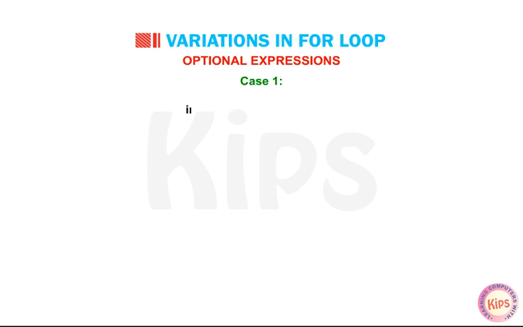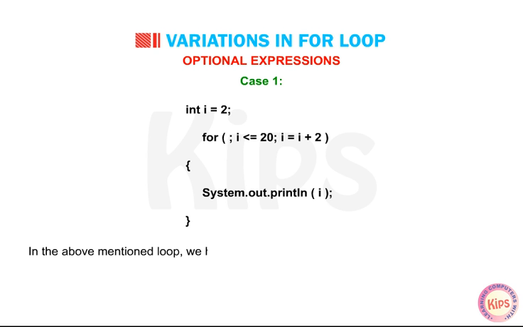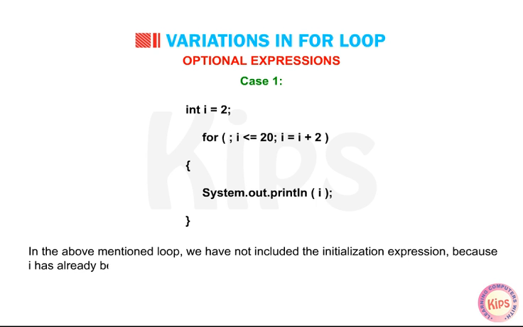Case 1. int i = 2; for (; i <= 20; i = i + 2) { System.out.println(i); } In the above mentioned loop we have not included the initialization expression because i has already been initialized.